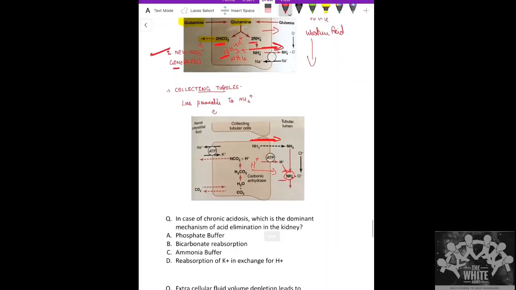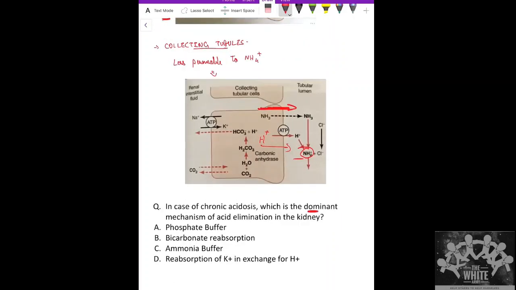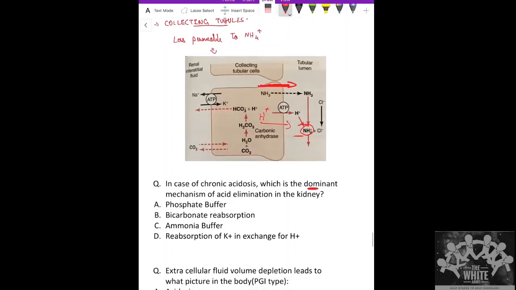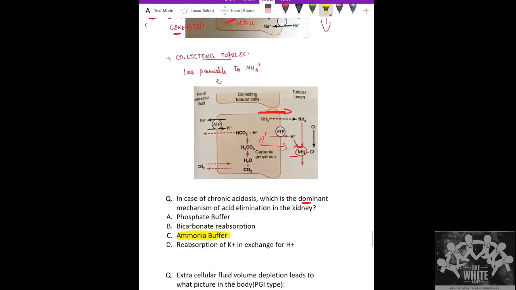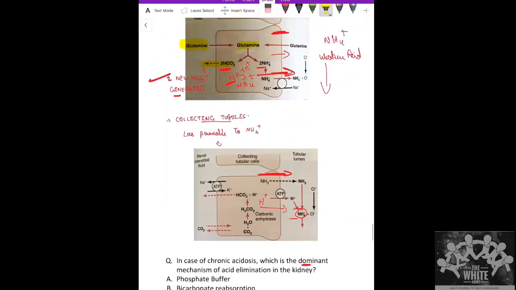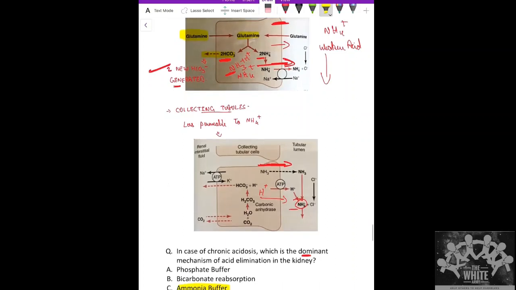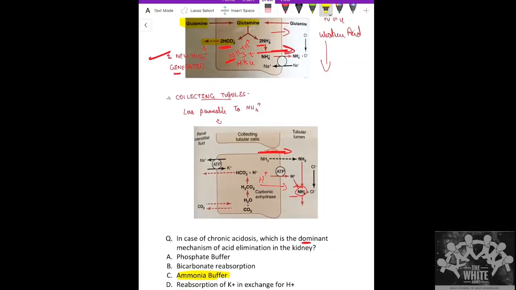So in case of chronic acidosis, which is the dominant buffer system in the kidney? Can you guys answer? Yes, very good. It is the ammonia buffer. Since you guys attended the last class, can you tell why it is the ammonia buffer? Why is it the ammonia buffer? Anyone?